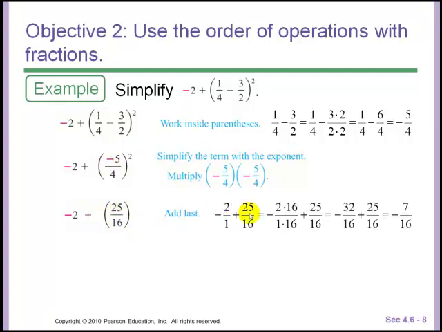Negative 2 plus 25 over 16. Recall that negative 2 is the same as negative 2 over 1. Our common denominator is 16, so multiply top and bottom by 16. We get negative 32 over 16 plus 25 over 16, which is negative 7 over 16. This is in simplified form, so you are done. Your final answer is negative 7 divided by 16, or negative 7/16.